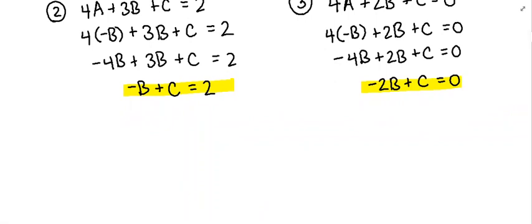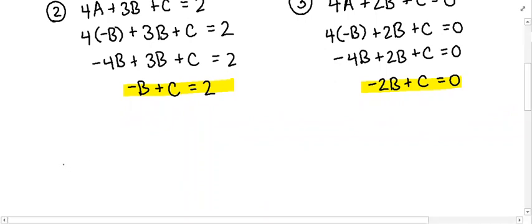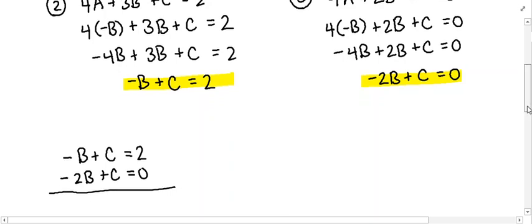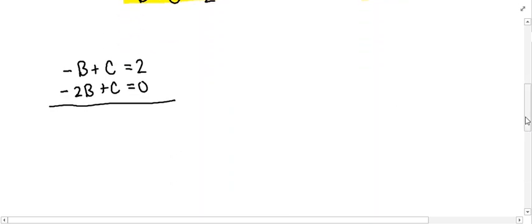So what I'm going to do now is line them up. I have negative b plus c is equal to 2, and I have negative 2b plus c is equal to 0. We can do elimination on this. We need to adjust the coefficients for one of the equations, and then add them up.